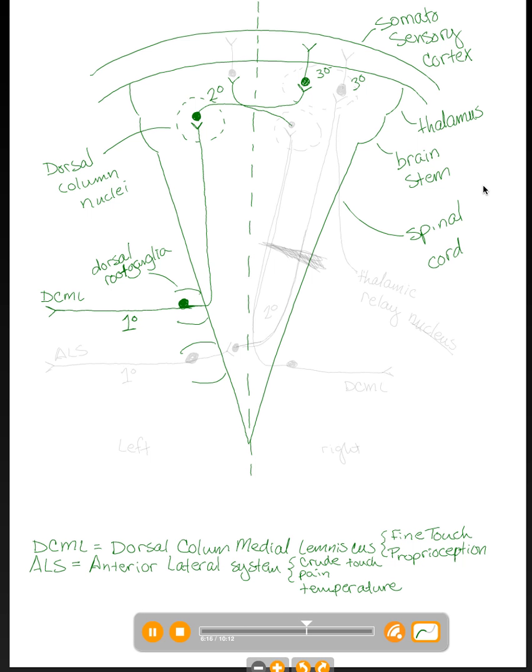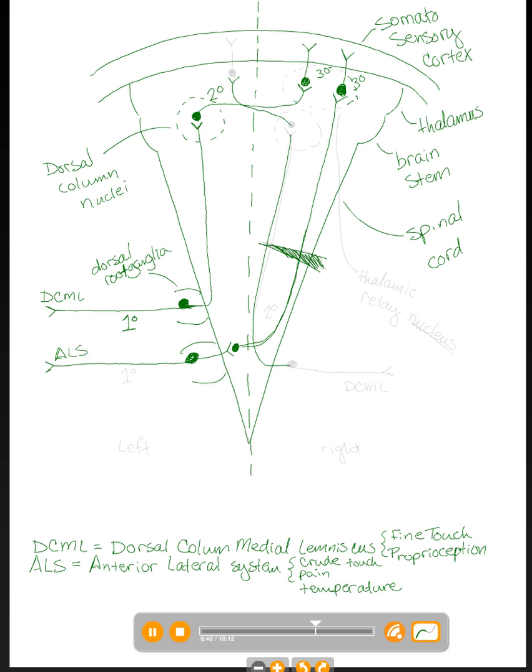It's pretty similar to the ALS though, in that the primary neuron is the one receiving the stimulus. It will enter the spinal cord and it'll synapse onto the secondary neuron. The second order neuron always crosses the midline and then synapses onto the third order neuron. That's going to be the same for both of these. Now let me show you the difference. We're going to start with another neuron down here, and this is going to be for the ALS pathway.